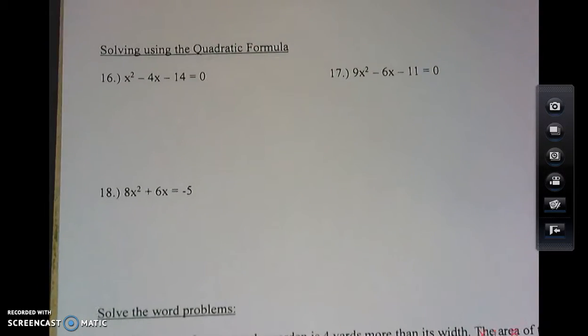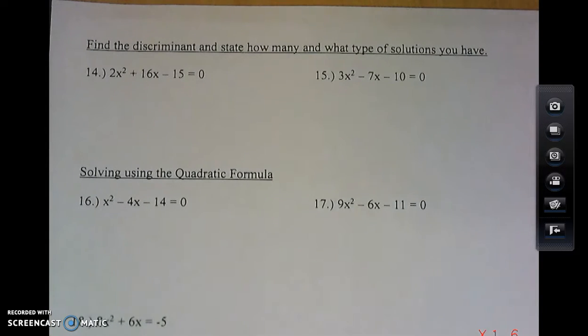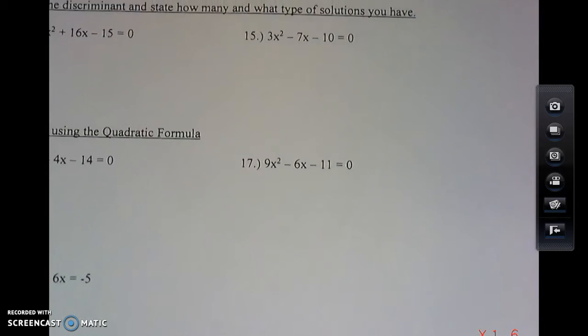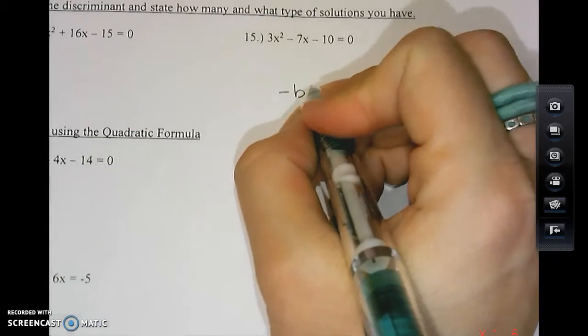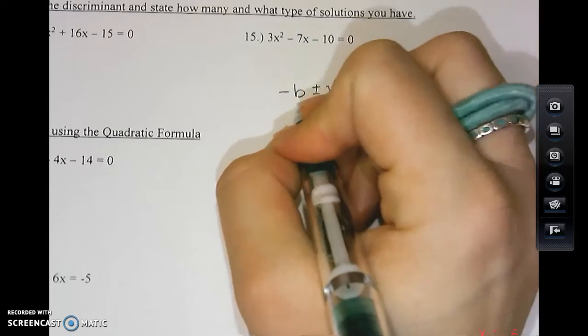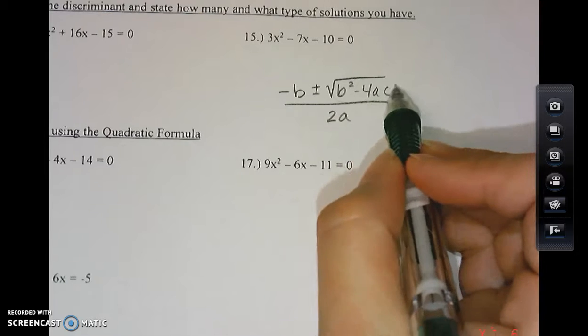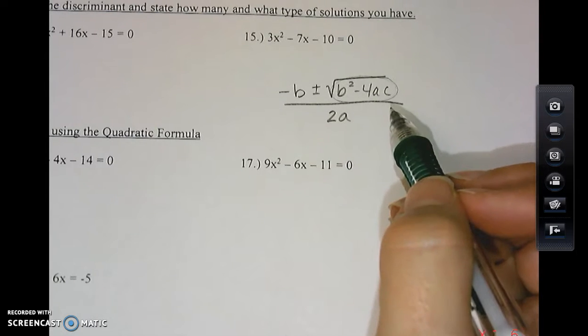Okay, so this is using the quadratic formula. So this top part is just find the discriminant. We're going to skip over that. We're going to go straight to the quadratic formula. All right, so remember the quadratic formula is negative b plus or minus the square root of b squared minus 4ac all over 2a. And remember, we always start with this b squared minus 4ac first.